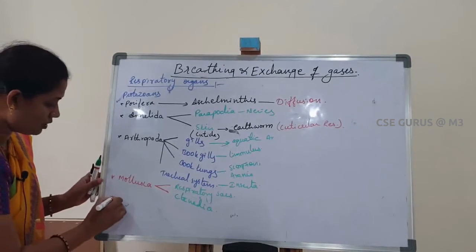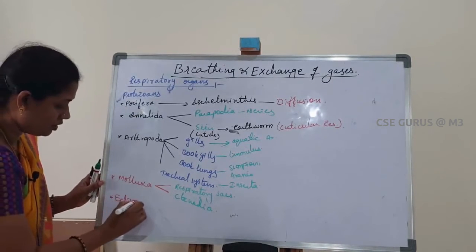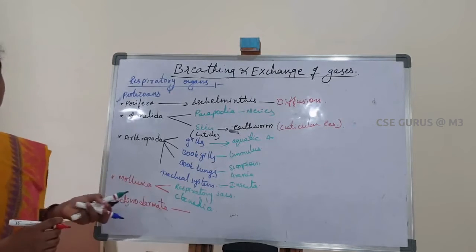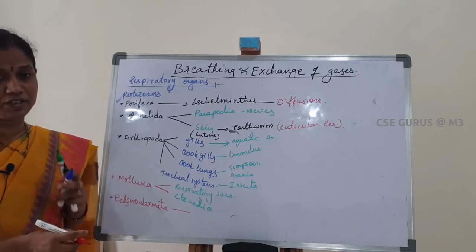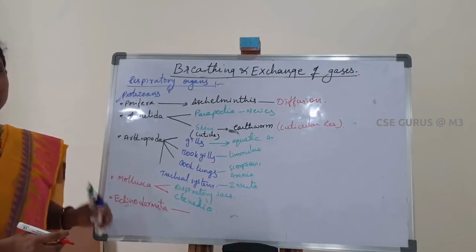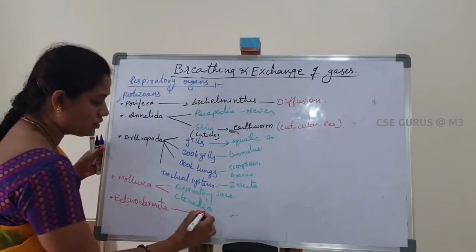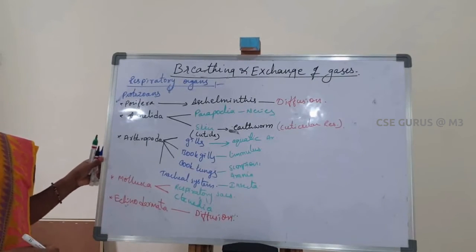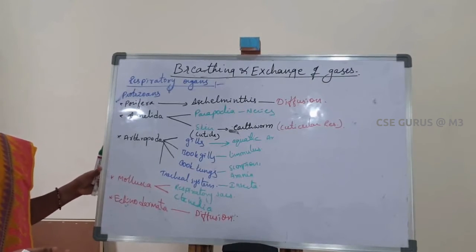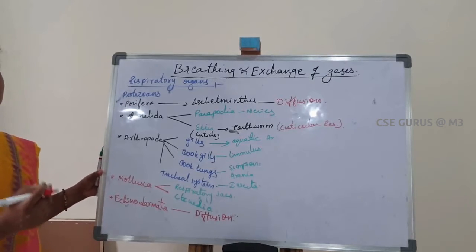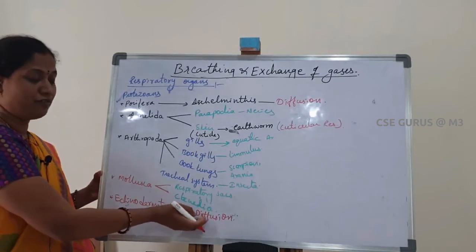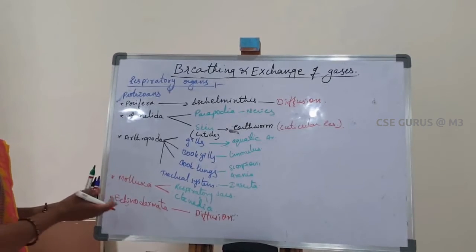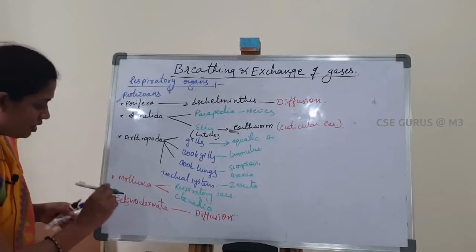Next, in Echinodermata, again they don't have a special type of respiratory organs. They respire by the simple diffusion method. They have the water vascular system, which is also called the ambulacral system. Through the ambulacral system, by diffusion, the exchange of oxygen and carbon dioxide gases takes place.